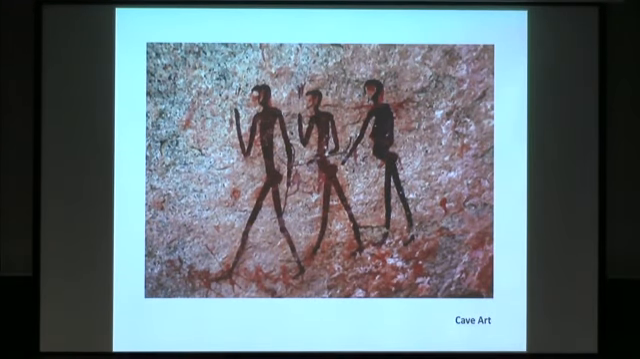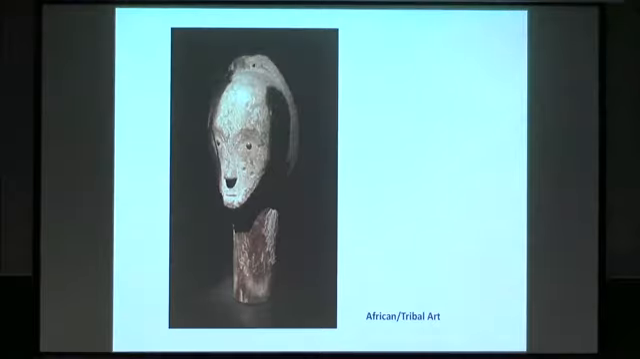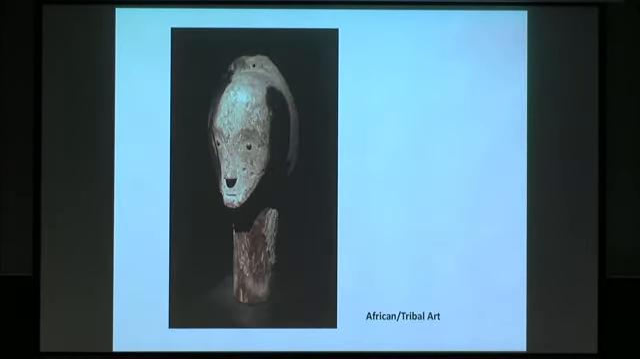For example, cave art. This is an example from Altamira, a cave in northern Spain. Dates to about 3,500 years ago. I think this is just as fresh and beautiful and transcendent, back then as it is now. Tribal art, African art, this is a mask from the Fang tribe in the Gabon, and this kind of art was really a huge source of inspiration for people like Picasso and Matisse.